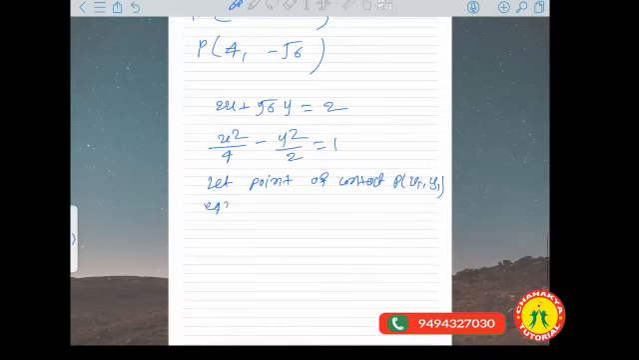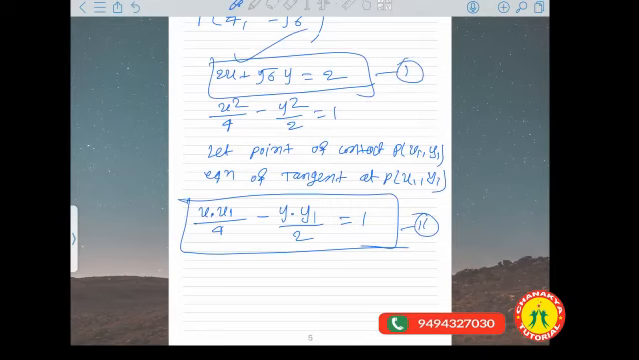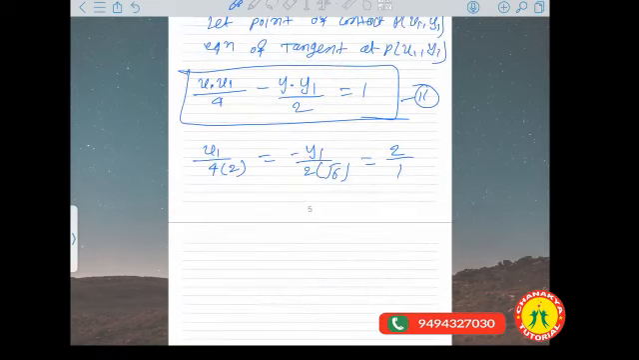So now equation of tangent आप क्या लिखेंगे? Equation of tangent at P, that is x1 comma y1: x into x1 by 4 minus y into y1 by 2 is equal to 1. So this is also a tangent equation and this is also a tangent equation, right? Both are tangents, equation 1 and equation 2. So both must be identical, right? So x1 by 4 upon 2, the coefficient of x, equal to minus y1 by 2 upon root 6, is equal to 1 by 1. So we get x1 is equal to 16.